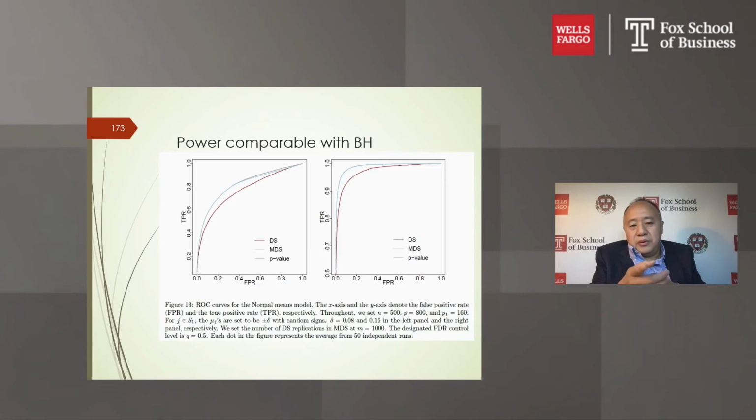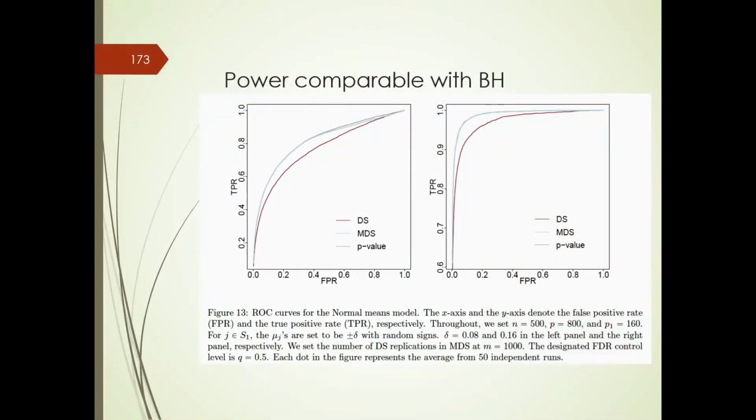Next slide. So you can see that even with about 400, well, I don't have that slide, but usually with 100 to 200 data splits, you can almost get saturated. You can't really get much more. This is also a power comparison for the normal mean problem against the BH procedure, which is supposed to be optimal in that case.